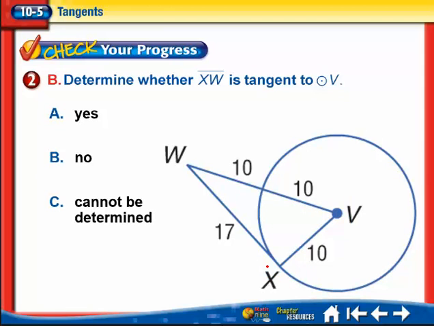Here's another one. Practice again. Pause the video, work it out, come back and see what you got. Did you get yes, no, or cannot be determined? You should have gotten B, no. If you didn't get that, go look at your work, see where your mistake is. If you can't find it, come talk to me. Ask it in class.